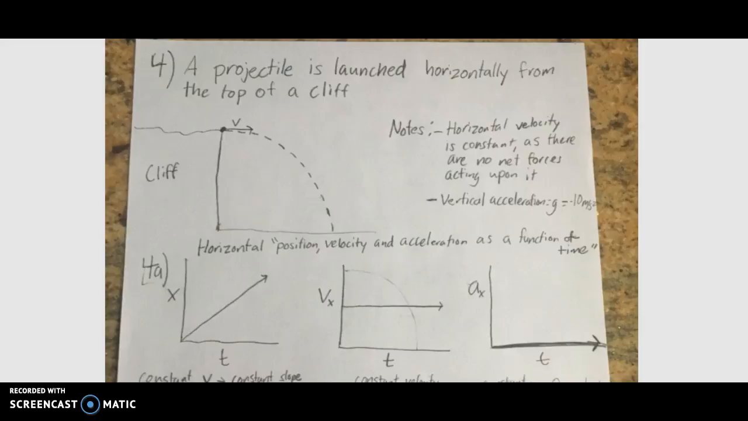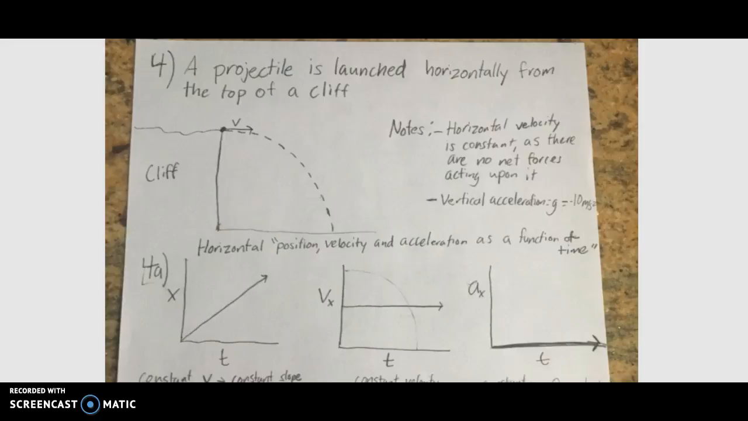So here are just some notes I made by looking at the picture and using outside information. Horizontal velocity is going to be constant the whole way because there's no net force acting upon it. You know, an object in motion stays in motion unless a net force is acting upon it, as we learned through Newton's first law.